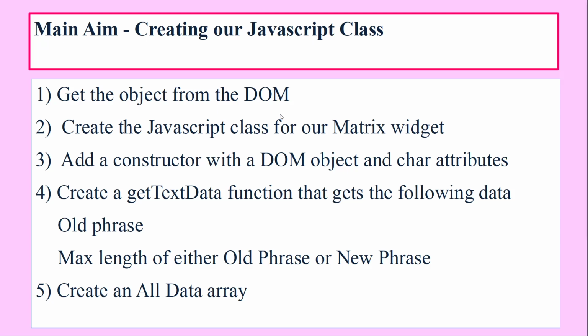Okay, so the 5 tasks that we're going to be doing in this video: we're going to be getting the object from the DOM. We're going to be creating the JavaScript class for our matrix widget. We're going to be making that constructor with our DOM object, and creating the character attributes that we talked about before. We're going to be creating that getTextData function that allows us to get the following data from the old phrase and the maximum length of the old phrase or the new phrase. And then we need to create an array. Again, hopefully you can start seeing how these tasks relate to that plan that I mentioned earlier.